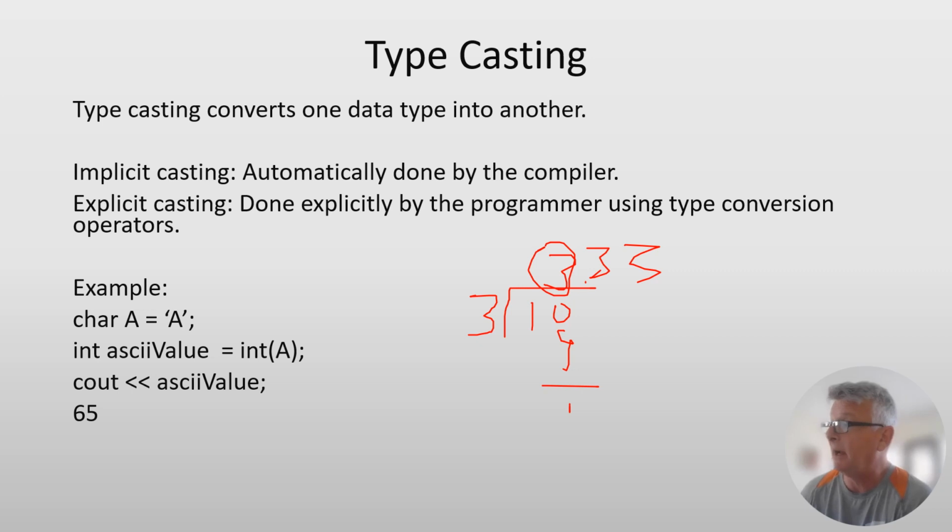If I divided 3 into 10 and it was a double, it would give me the value. So you can cast into a double.